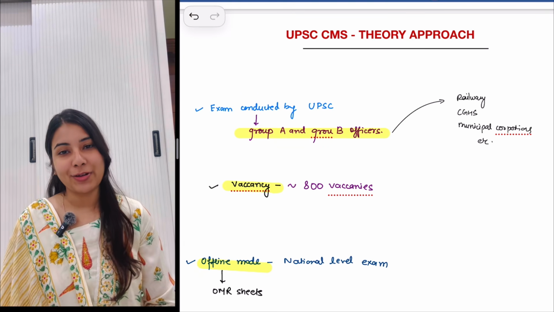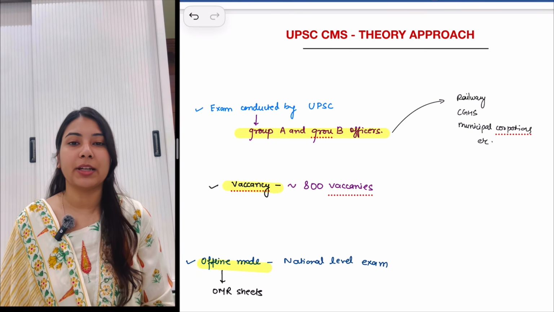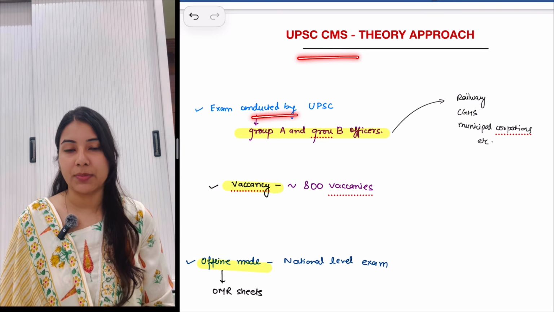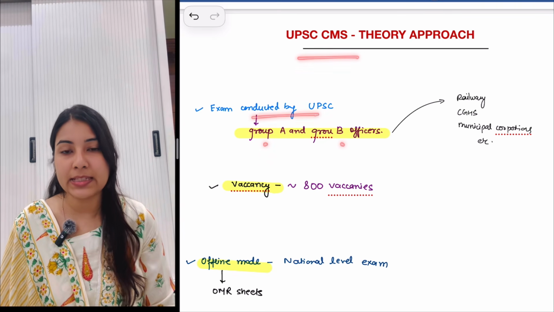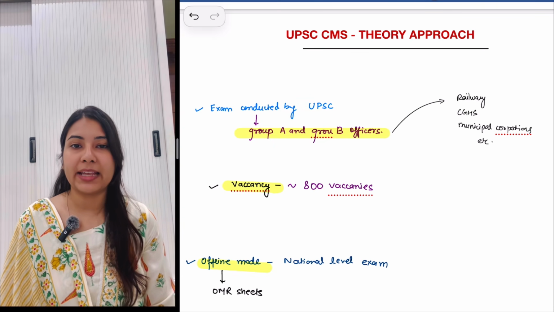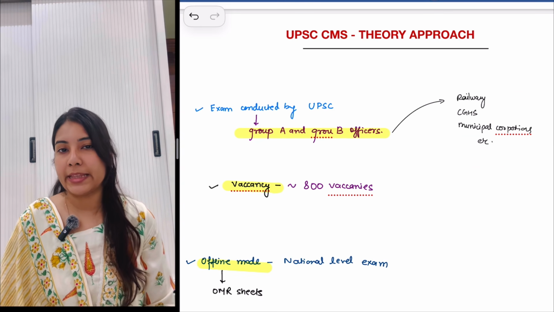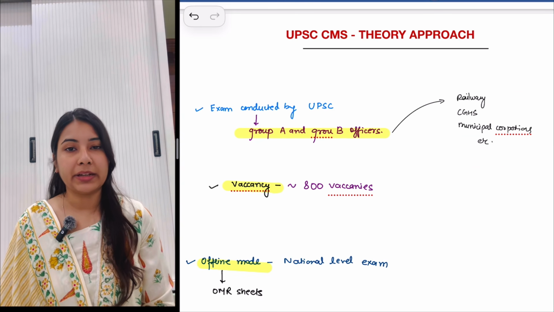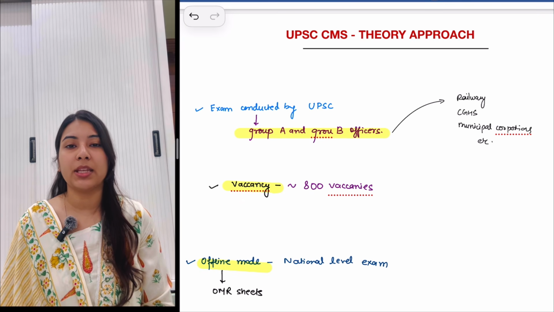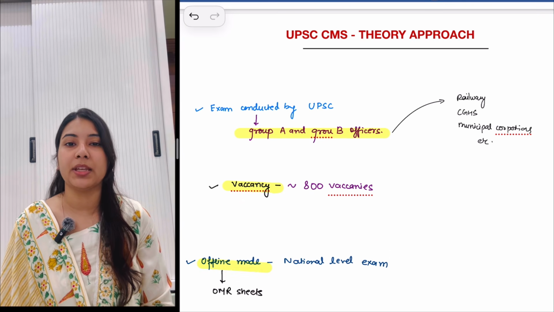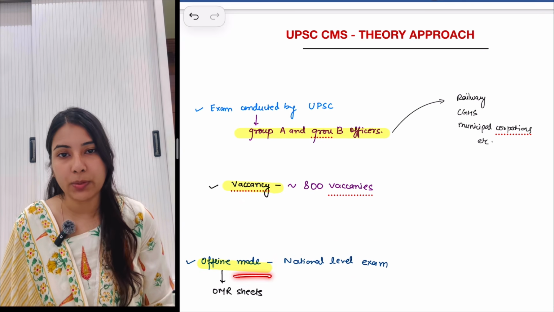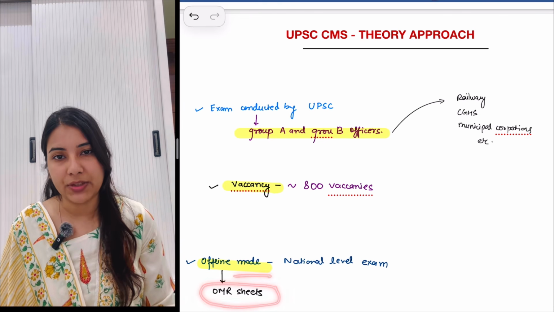So guys, a brief introduction about the examination. It is conducted by UPSC, Union Public Service Commission, for Group A and Group B officers. For departments like Railway, CGHS and Municipal Department, you get posted in these departments. There are around 800 vacancies, and this examination is a national level examination, and it is conducted in offline mode. That is, you get OMR sheets for it.